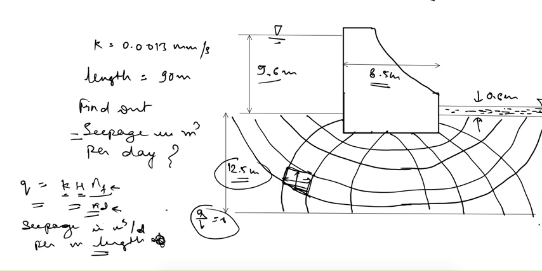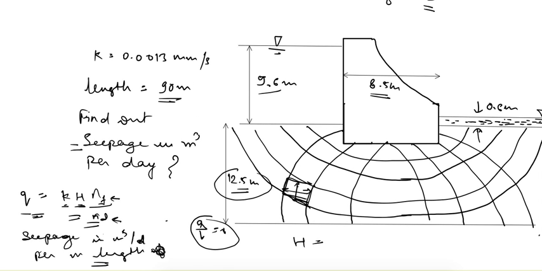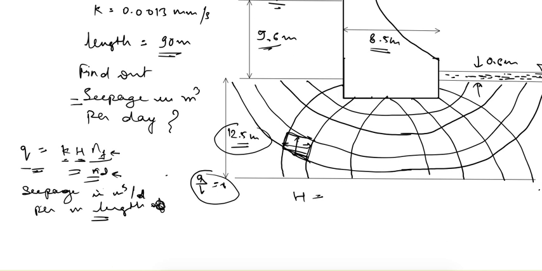So the seepage comes out per meter length, and we are given the length also, so we can find the total seepage. K is given, so we have to find H, N_f and N_d. H is the head difference between upstream and downstream. In the upstream the head is 9.6 meter, and in the downstream the head is 0.6 meter. So the difference is 9 meter.